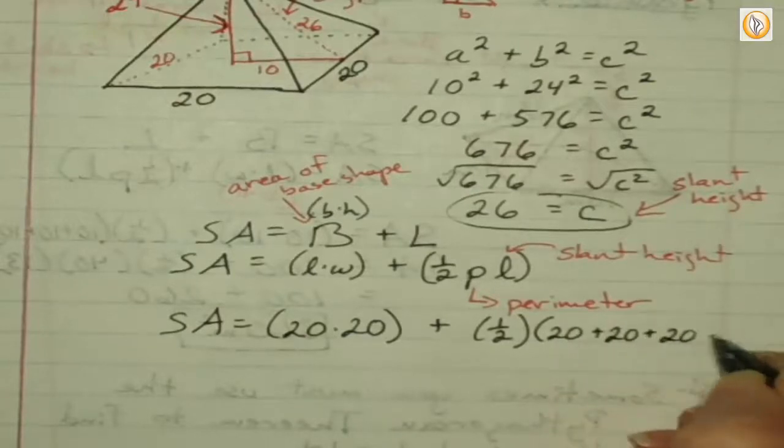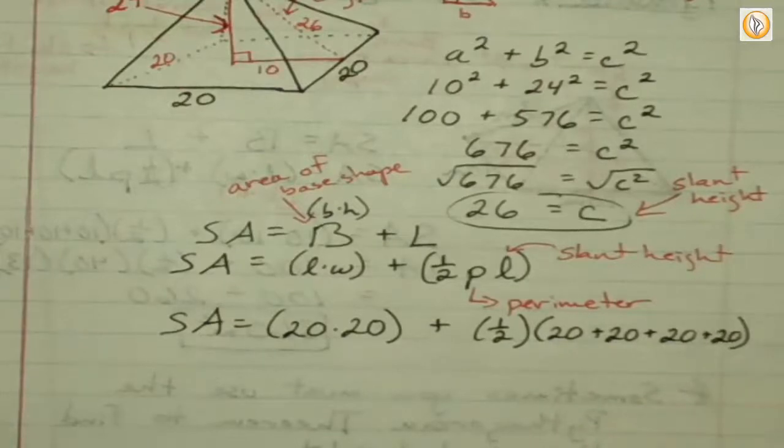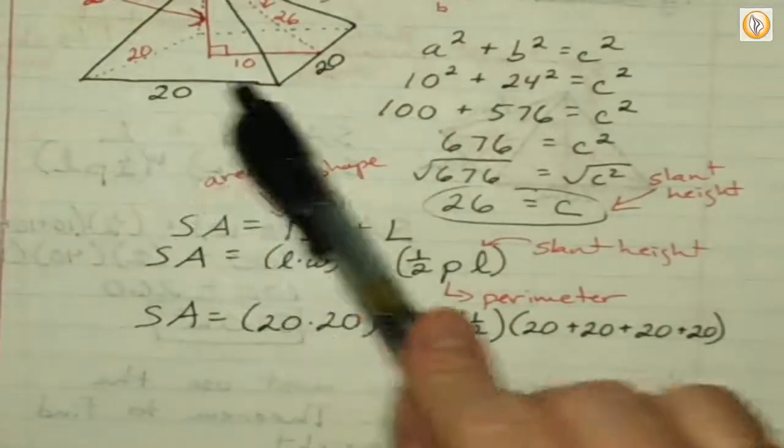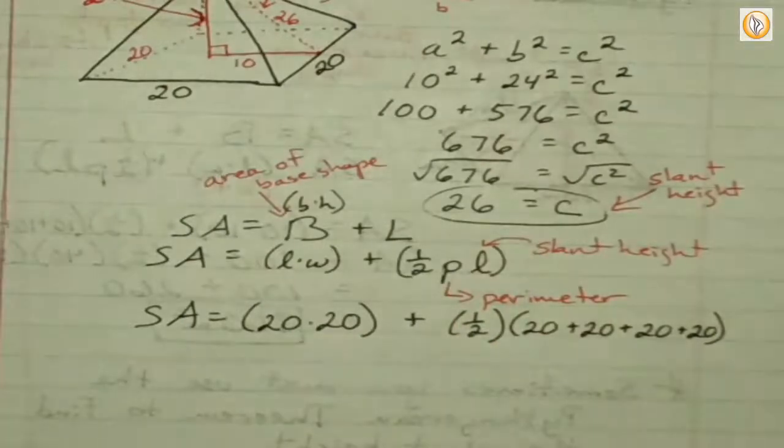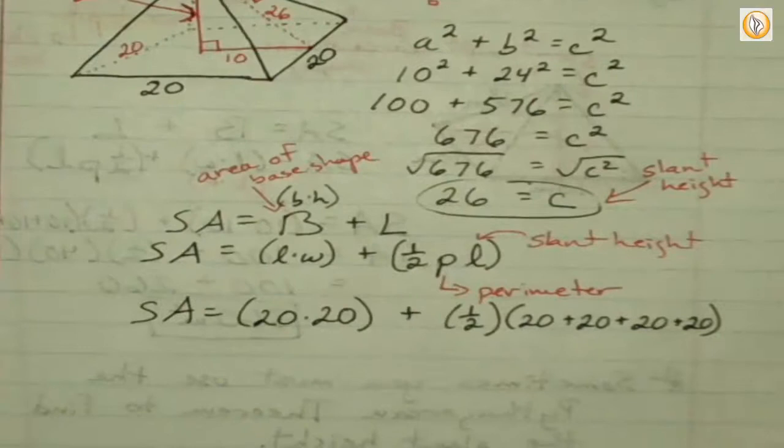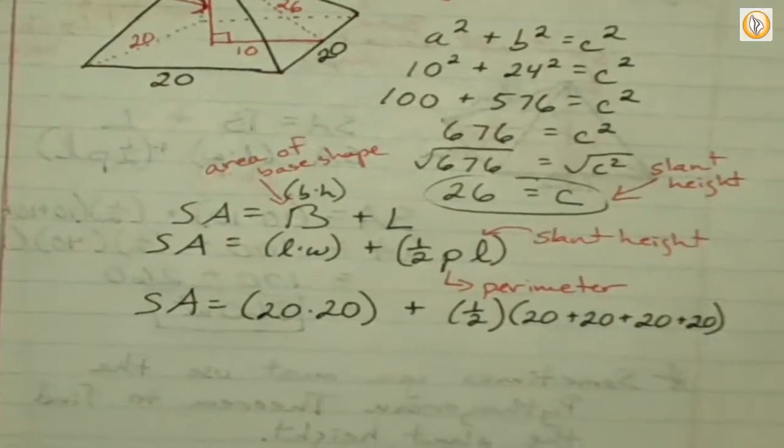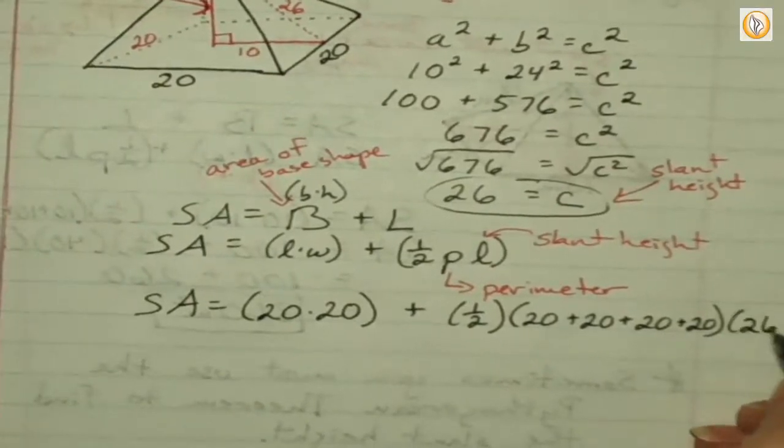She's correct. 20 plus 20, and so on. That's right. You're adding up all four sides. Good job. What is my slant height, Michaela? 26. Very good. 26 is your slant height.